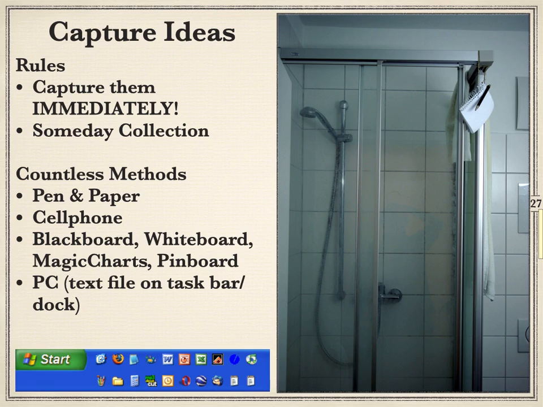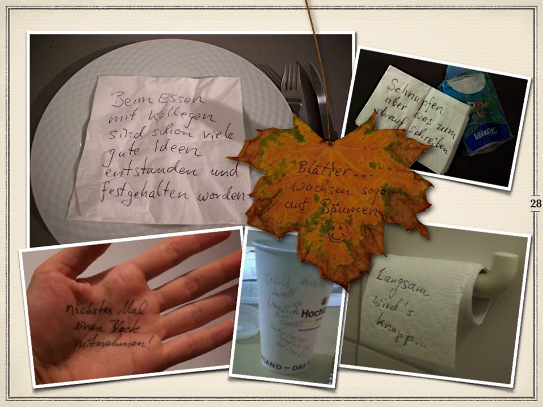And the nice thing is there are countless methods: pen and paper, you can use the cell phone, a blackboard, whiteboard or magic charts, a pinboard. You can do it on the PC, for example, if you simply put a text file where you can open it quickly, because a text file is open in the blink of an eye, and you can write down lots and lots of ways to capture ideas. Essentially, you always have something to write on, and if you have a pen that writes on almost anything, it's really easy to jot down ideas.